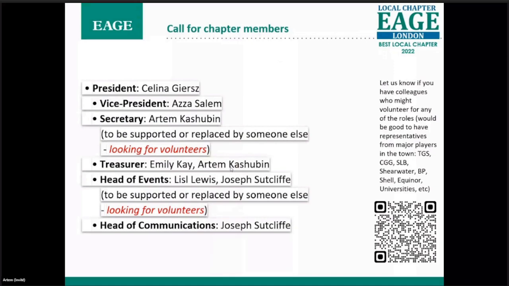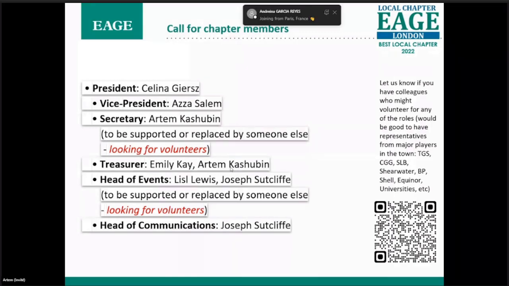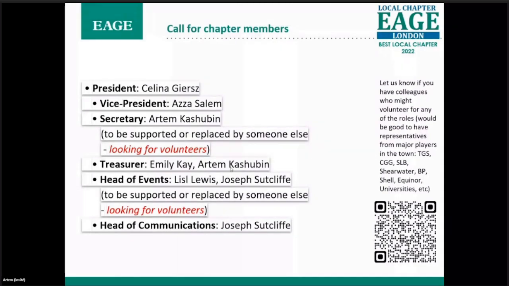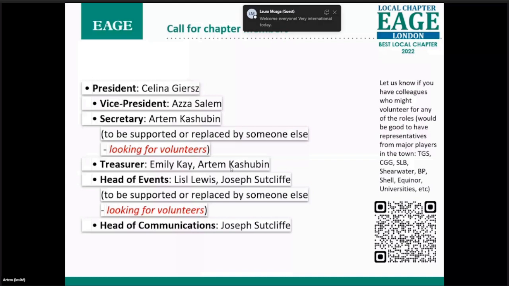So who we are? We are really the representative of different companies and universities from the London area. So we have President Selina, who is driving the team. We have Vice President Azza Salem, myself as a secretary and a part-time treasurer. And for the secretary role, we are looking for a replacement volunteer to support. So if you are in a local area in London, or even maybe not that far, some of the activities can be done online, so you don't necessarily have to be local in London for that role.